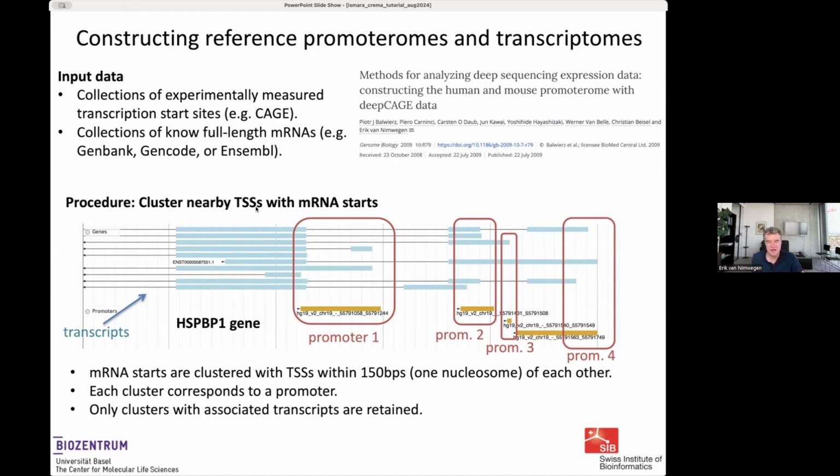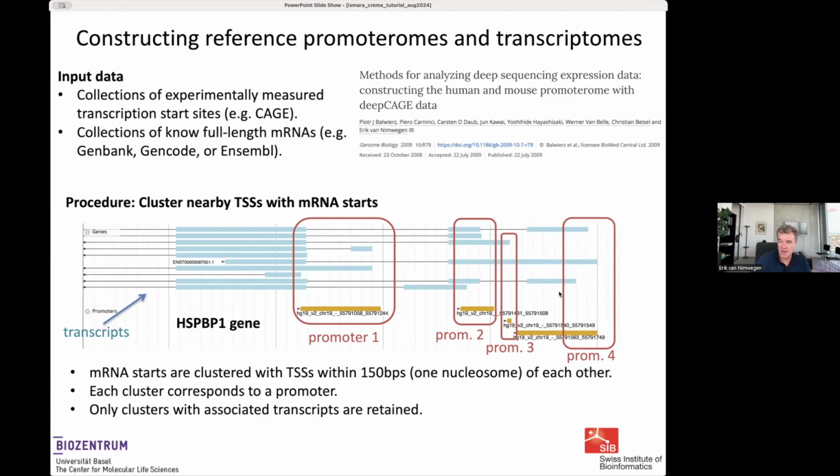We basically have these full-length transcripts. Here I'm showing you a zoom in on a genome browser of start sites and known transcripts for one particular gene called HSPBP1. This gene is transcribed on the negative strand, so it goes from right to left. And you see that there are many different isoforms known of this gene that have start sites in different positions. So one transcript starts here, one there, there.